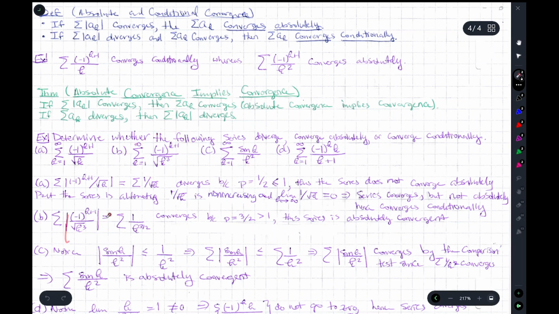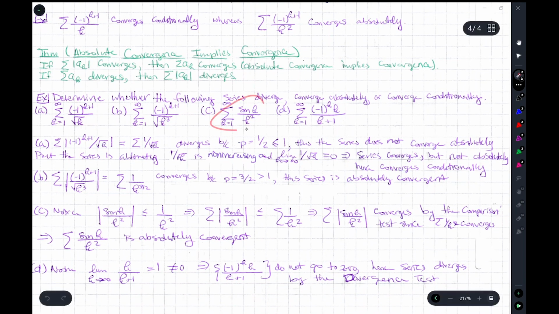What about the next example here? Well, taking the absolute value, we get 1 over k to the 3/2. This converges because p equal to 3/2 is strictly greater than 1. So this series converges absolutely, and so it definitely converges, and so you get absolute convergence there. You don't even have to make that other statement using the alternating series because absolute convergence is stronger.